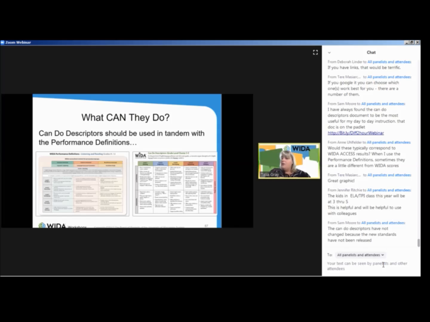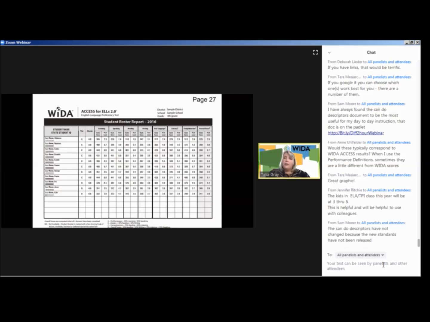All right, so now let's move on, and we're going to talk a little bit more about balancing domains. Now, this is an Access for ELs score report. I know some of you do not use the Access test, you use Model, and that's fine. Model's student score reports look very similar to Access, but we'll show you some Model scores in a minute. But this is on page 27 of your participant handbook.